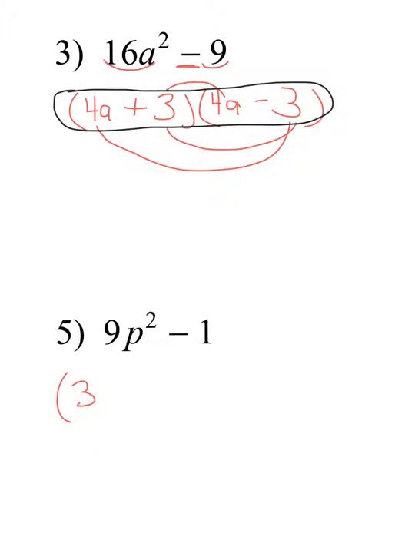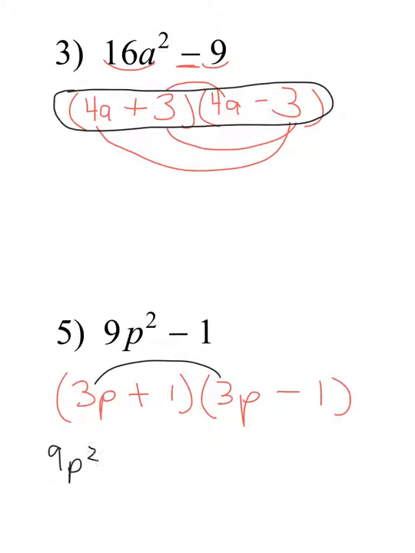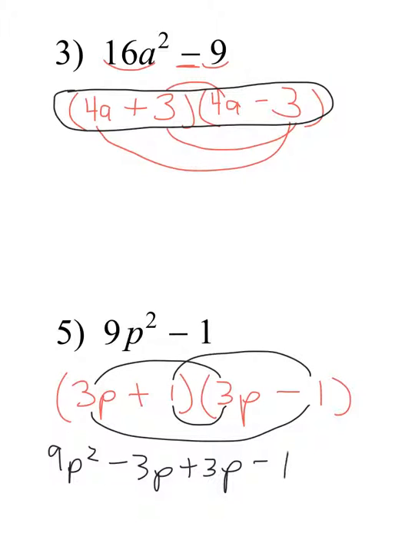So we can take the square root of each of our perfect squares, and so for 9p squared, it's just 3p. For 1, it's just 1. And because it's a difference of squares, we can use a positive and a negative. And so when we distribute, again, we get 9p squared. Then we get our 3p times negative 1, which is negative 3p. Our 1 times 3p, which is a positive 3p. And then our 1 times negative 1, which is a negative 1.